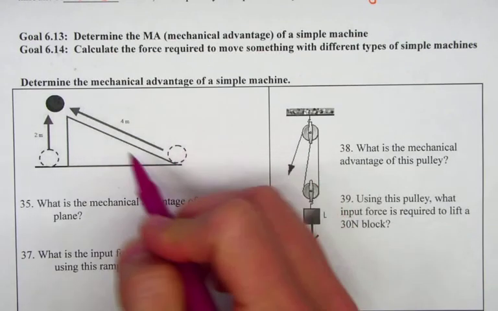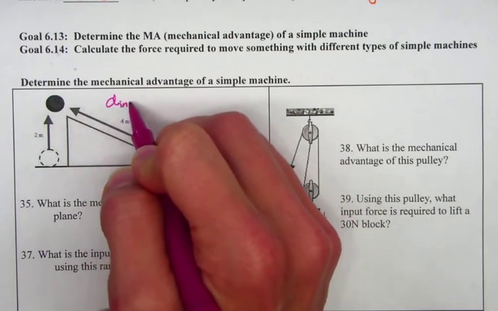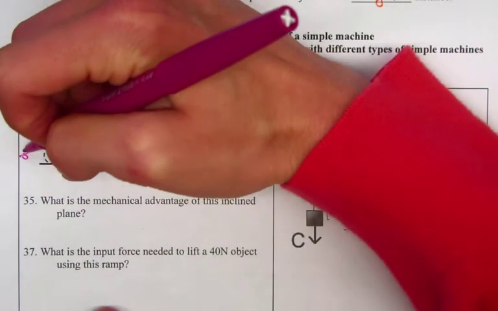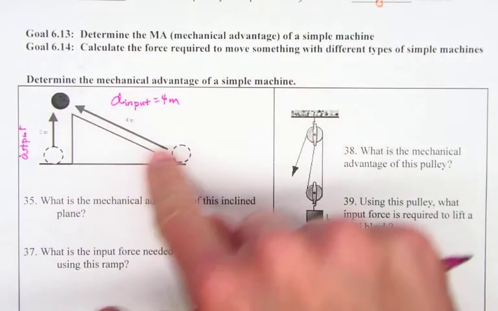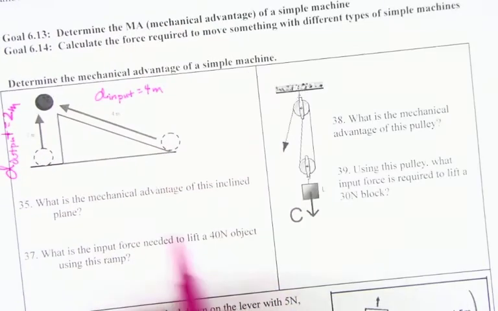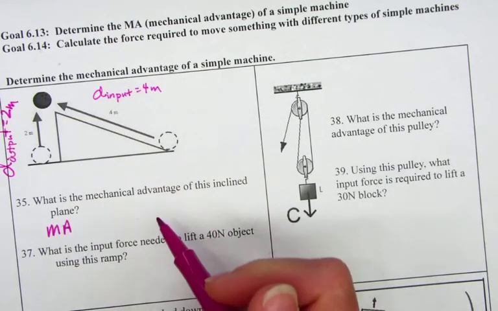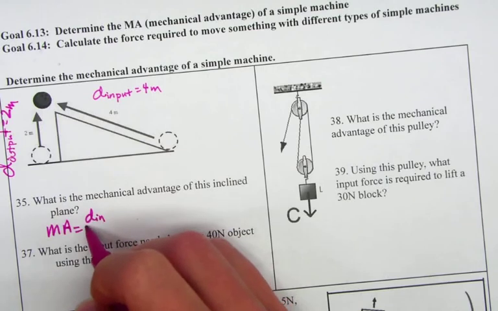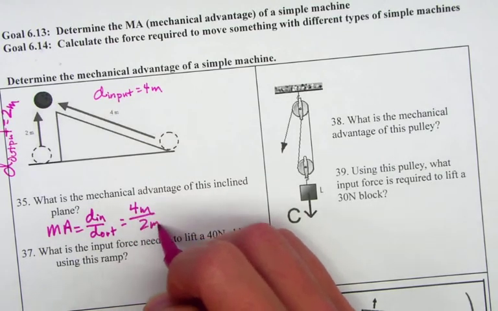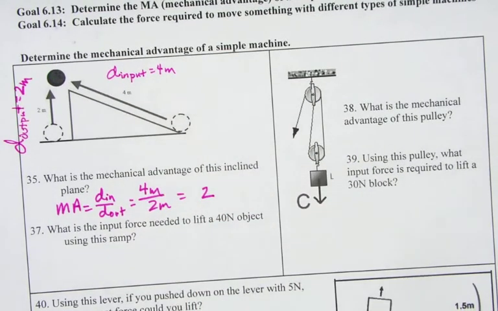Okay, so looking at the incline, all right, this is our input distance here. So input distance equals 4 meters. This is our output distance. So this is without our machine, what's happening. So this is our output distance, and that equals 2 meters. And it wants to know what the mechanical advantage is. Well, the mechanical advantage, if you're looking at distance, is going to be the input distance divided by the output distance. So in this case, 4 meters over 2 meters equals just 2. So there's no units for mechanical advantage. Okay, so mechanical advantage here is 2.